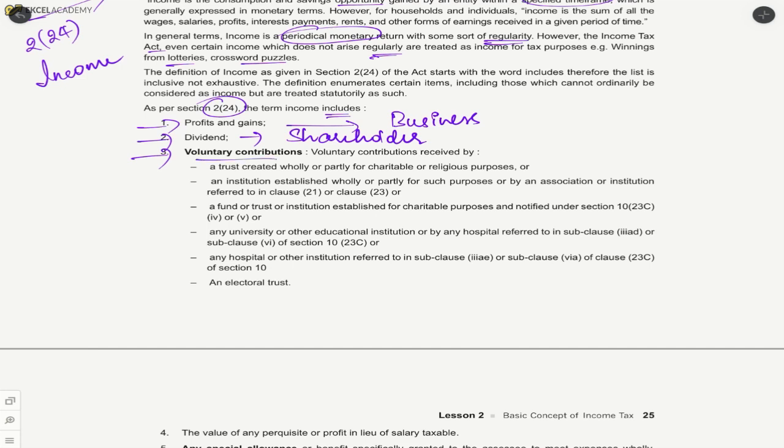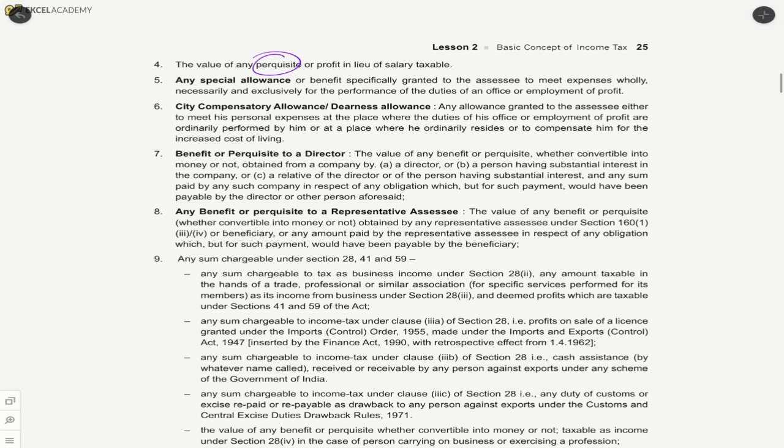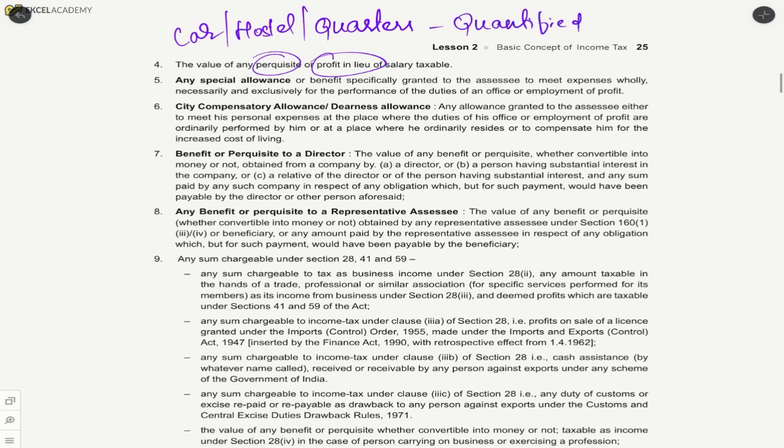Then we have voluntary contributions. Let's say yours is a trust or some charitable organization. In that case, you'll be receiving voluntary contributions. Even that will be considered as income. The value of any perquisite or profit in lieu of salary, profit instead of salary. Maybe let's say a car is given to you by the company, or maybe hostel facilities are given to you for your children by the company, or quarters are given by the company to you. In such cases, even that will be quantified in terms of money and will be taxed in the hands of the assessee.